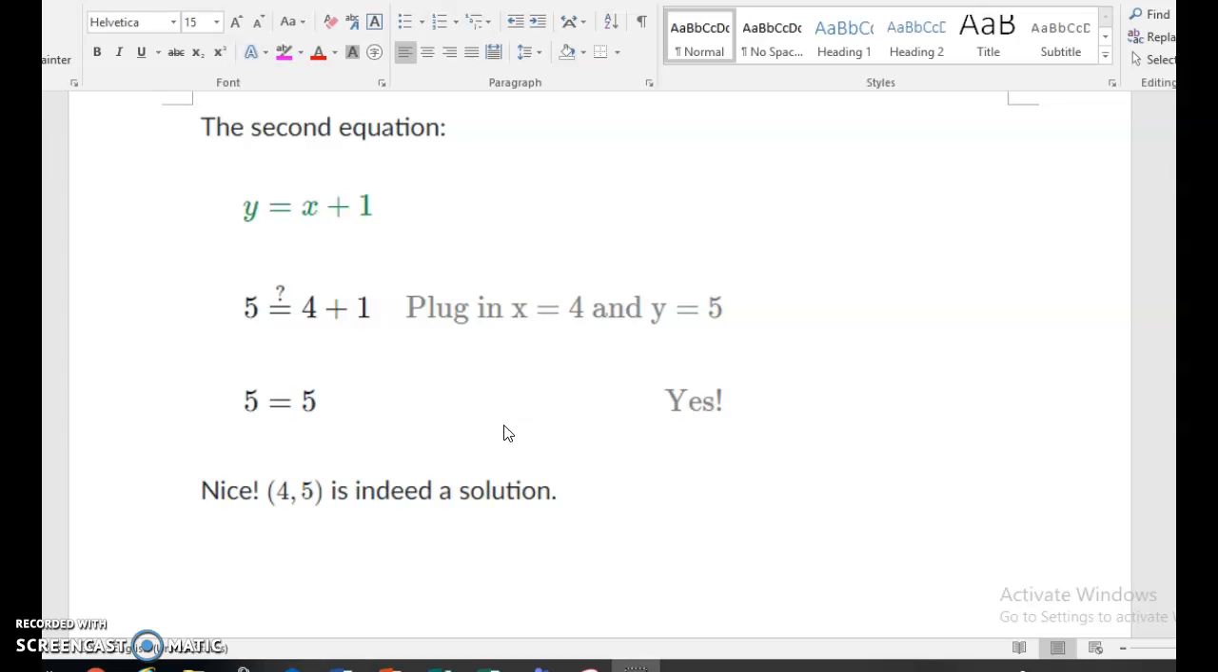Okay, the second equation, let's plug in x as 4 and y as 5. Let's check. 5 equals 4 plus 1. 5 equals 5. Yes. Nice. (4, 5) is indeed a solution.